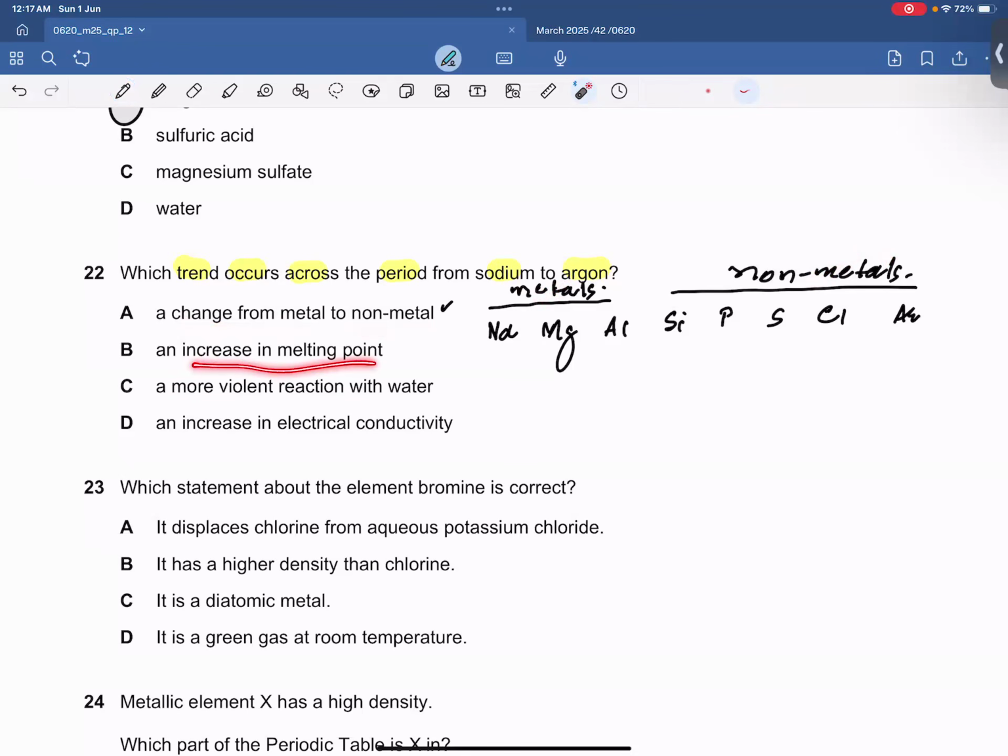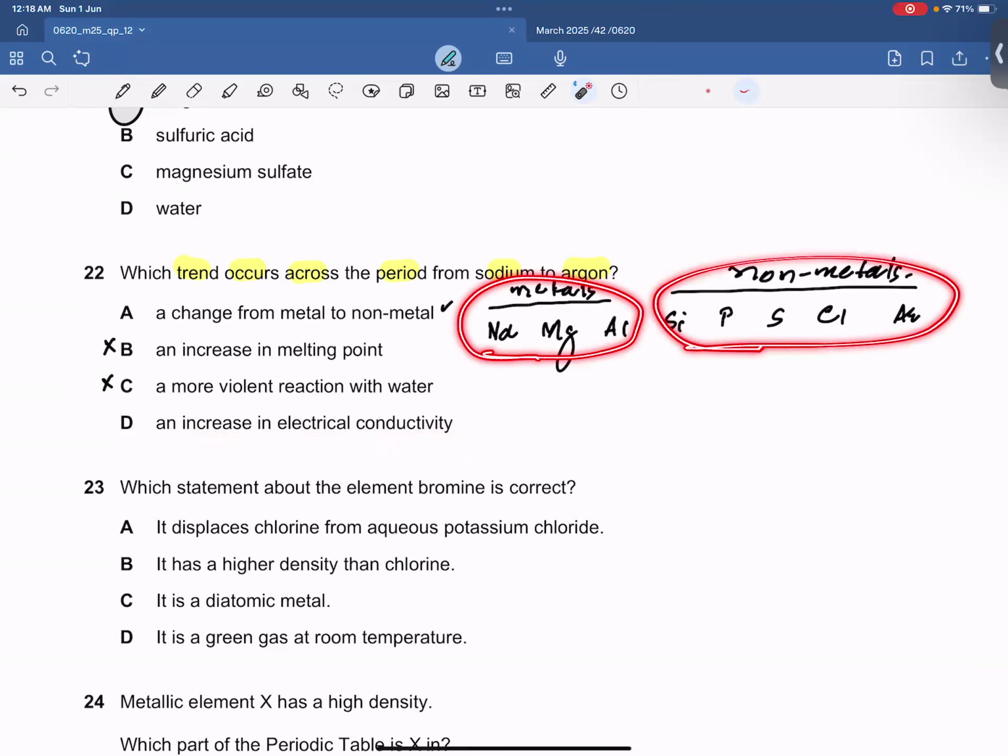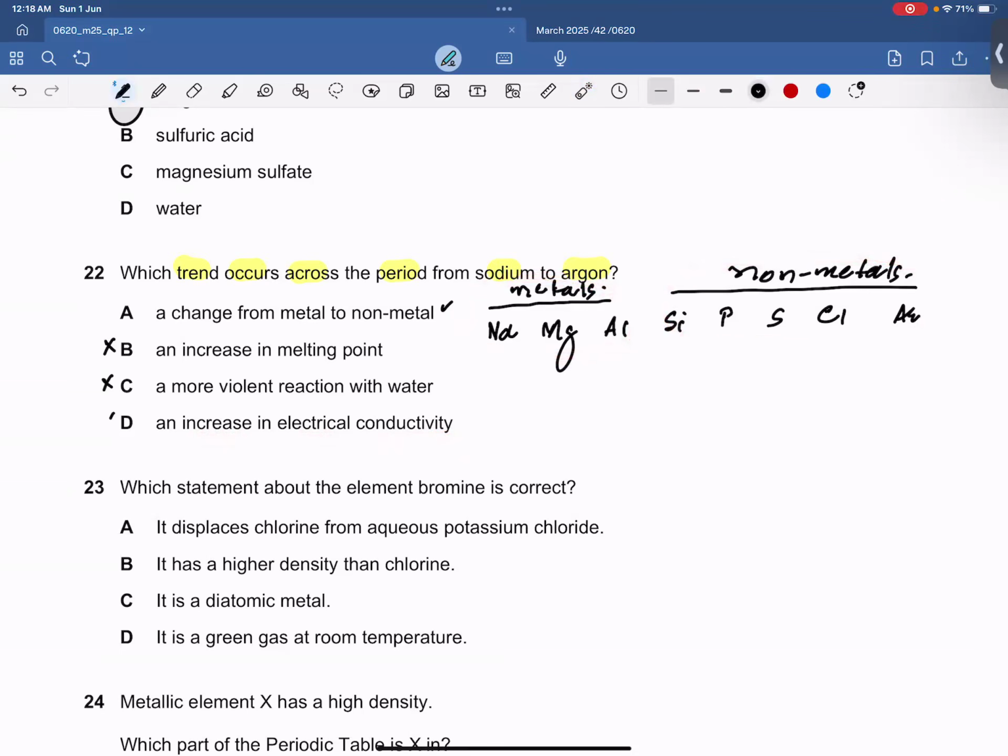An increase in the melting point, no. Argon is a gas at RTP, and gases have a low melting and boiling point. So obviously option B is incorrect. More violent reaction with water? Obviously argon is chemically inert and cannot react with water. So this option is incorrect. Increases the electrical conductivity? By the way, metals do conduct electricity, non-metals cannot, which means electrical conductivity decreases across the period. So this option is incorrect. Obviously A is going to be the right answer.